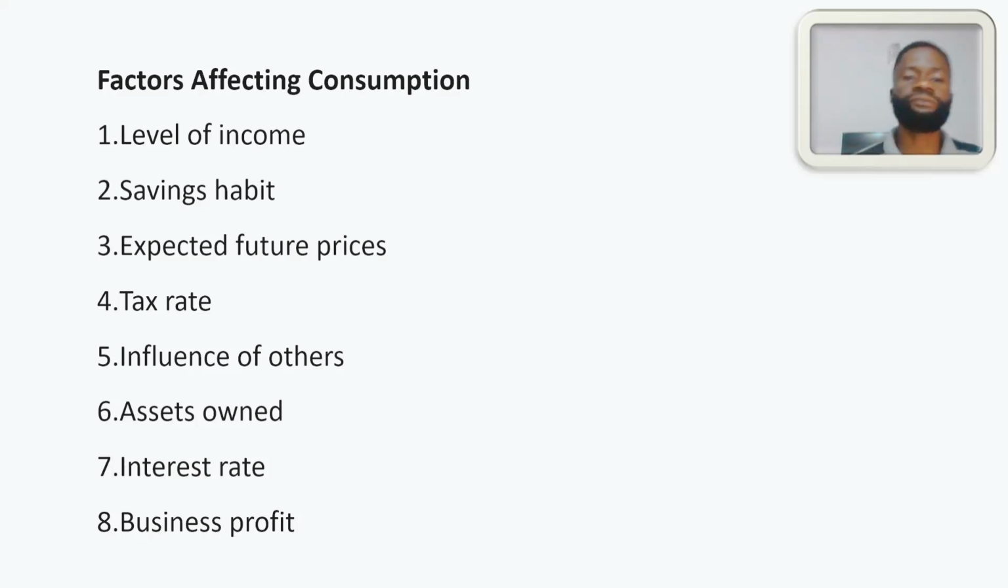And also, the second one is savings habits. If somebody has a bad saving habit, such a person will not be able to save. You want to consume everything. But if you have a good saving habit, that means you consume less. We have expected future price. When there is an expectation of a certain commodity to increase in price in the future, people want to buy more of that commodity at the moment.